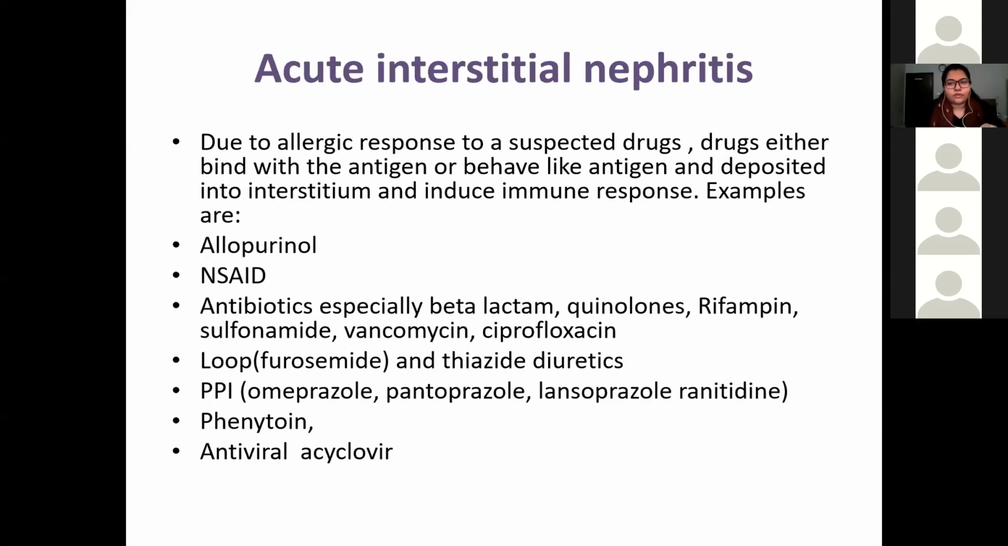Then acute interstitial nephritis, due to an allergic response to a suspected drug. Drugs either bind to the antigen or behave like an antigen and deposit into the interstitium and induce an immune response. Some of the examples would be allopurinol, NSAIDs, antibiotics like beta-lactams and quinolones, loop diuretics like furosemide, thiazide diuretics, PPIs like omeprazole, pantoprazole, phenytoin, and antivirals like acyclovir.